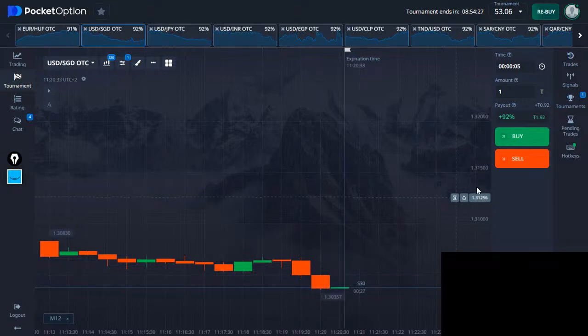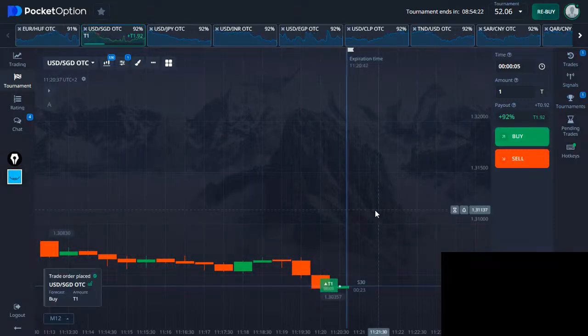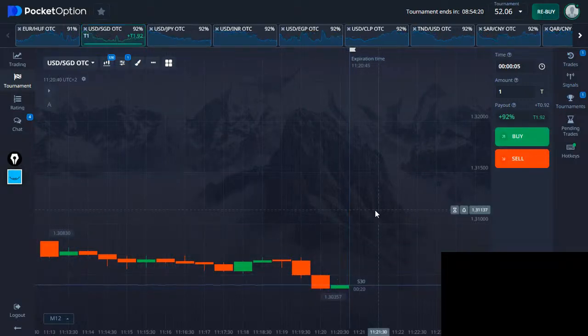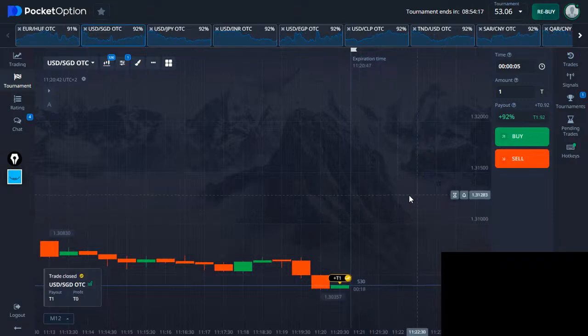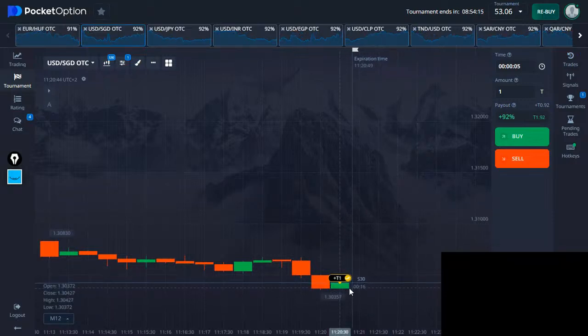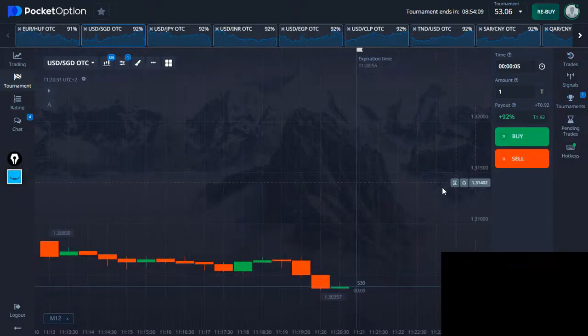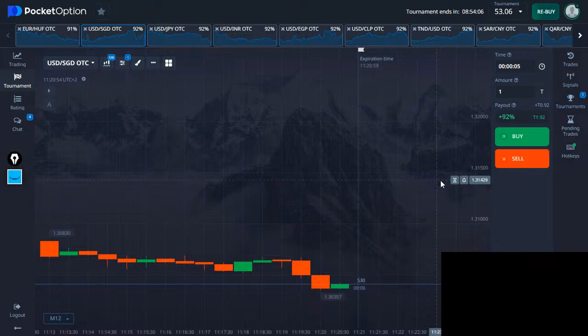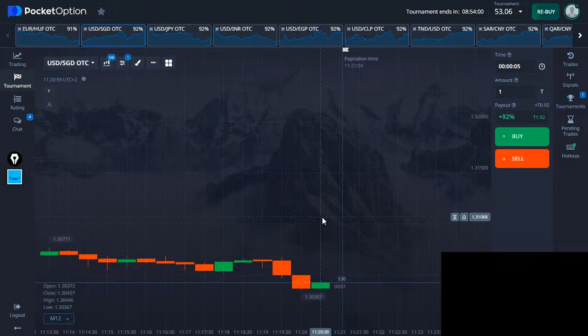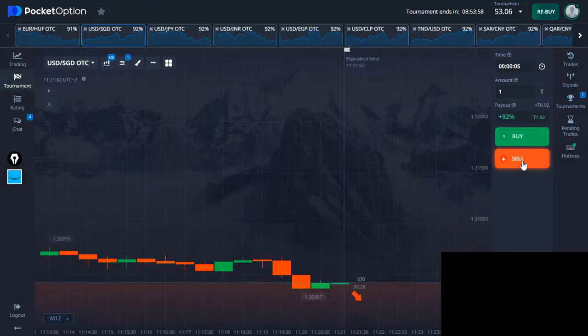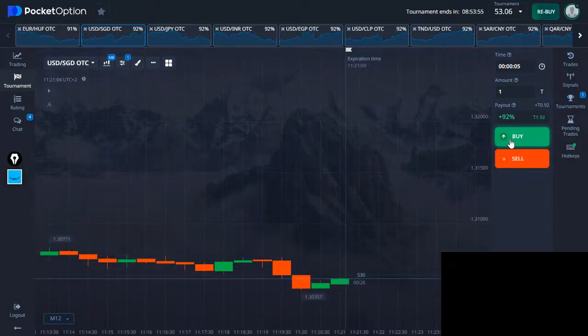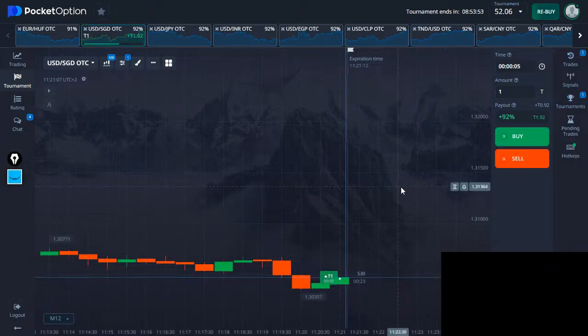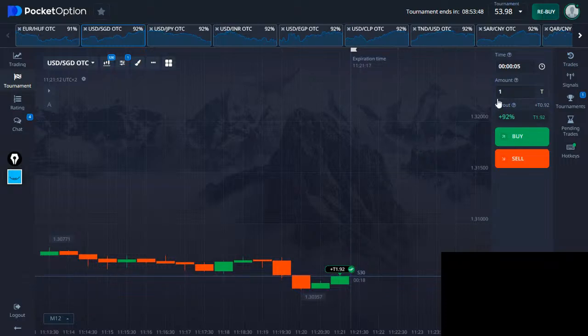Okay, I have green. Green, I go for a buy. It's a refund, although a 10 seconds would have been a win. A 10-second trade would have been a win. That's a refund, so you stick to your amount. Okay, you have red, green, green. Go for a buy. You have a win. So let's stick to $1 and wait for the next bar.